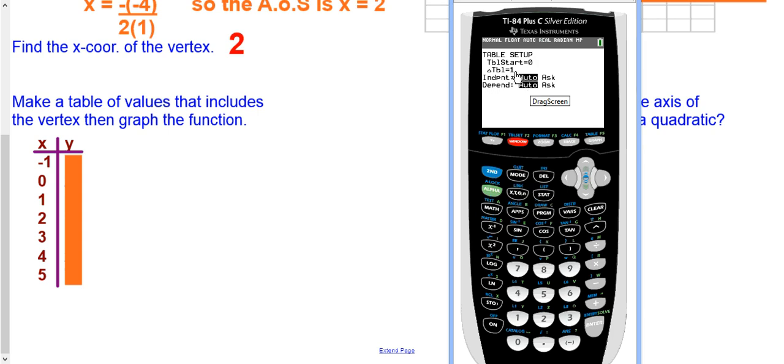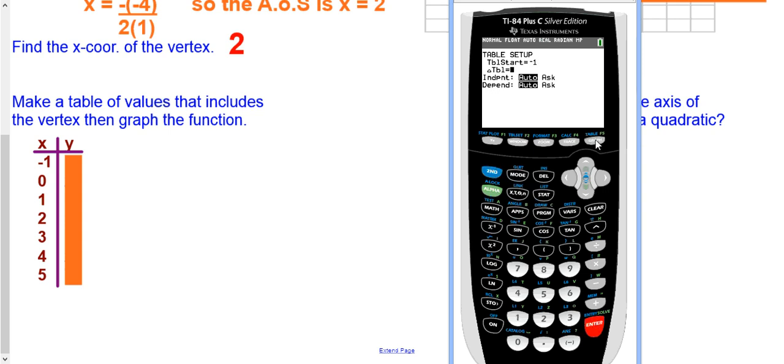My delta table here is how much I'm going up by. And you'll notice over here I'm increasing by 1. So I'm going to leave that as 1. But I want my table to start at -1. So I'm going to put this as -1, and then hit enter.